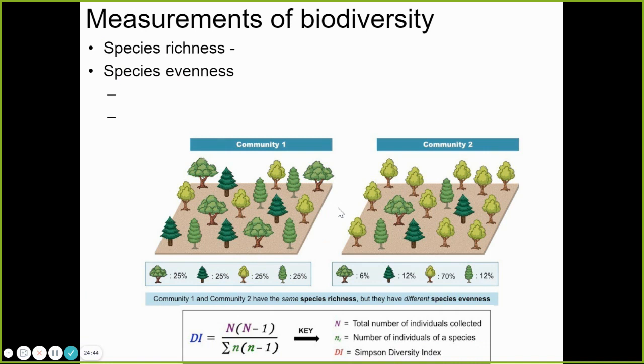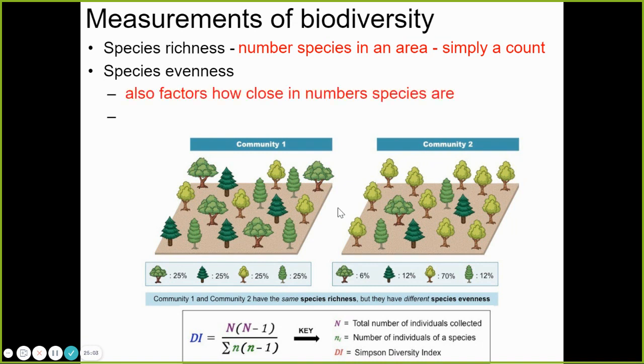We can measure biodiversity in a couple ways. Don't worry too much about this, but one thing we look at is how many different species are there in an area. Are there 15 different species of trees? Are there 20? Are there 2? Or there's another factor that's a little more complicated, but maybe a little bit more useful, called species evenness. And that's not just how many species there are, but how evenly distributed are those species.